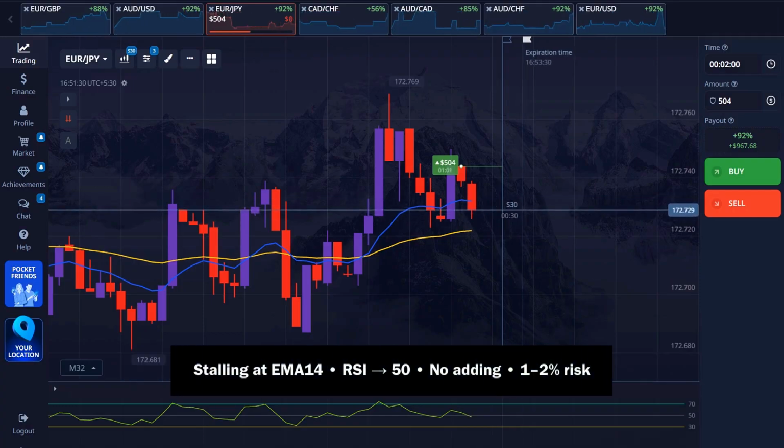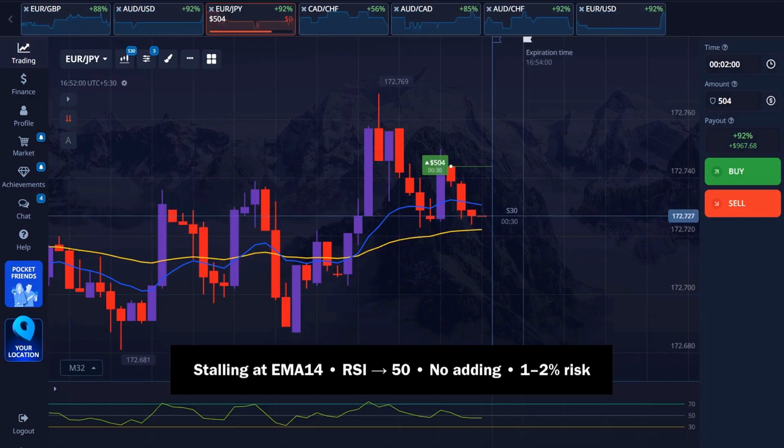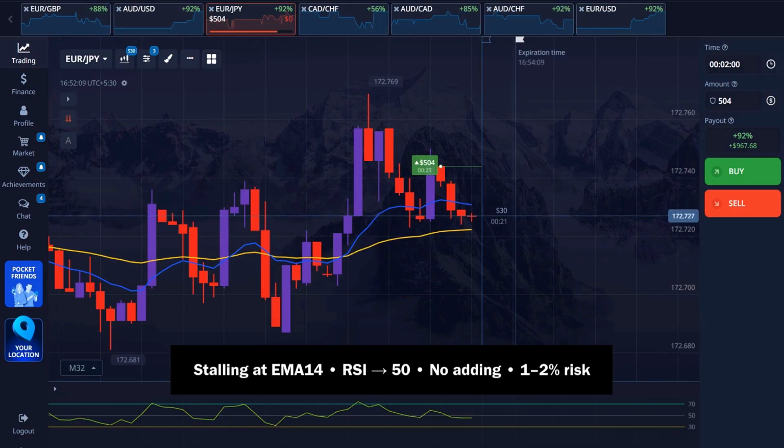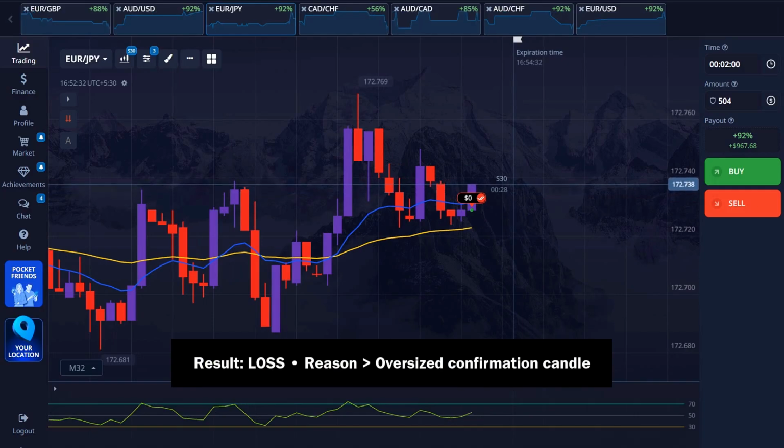After that big candle, momentum stalls. Notice the small candles forming and wicks near EMA-14. RSI drifts back toward 50, showing momentum cooling. Price is hovering around the entry line, not pushing away from EMA-14 like a strong continuation would. All right, this trade closed in the red, and that's okay.